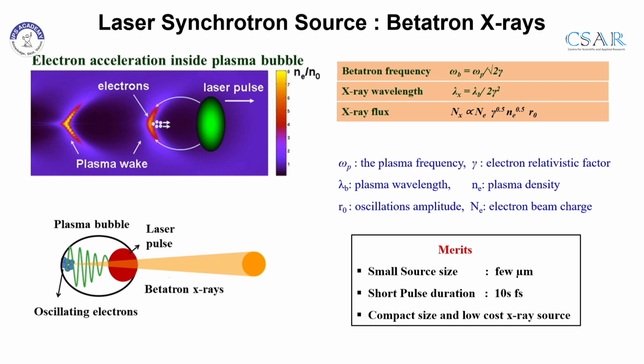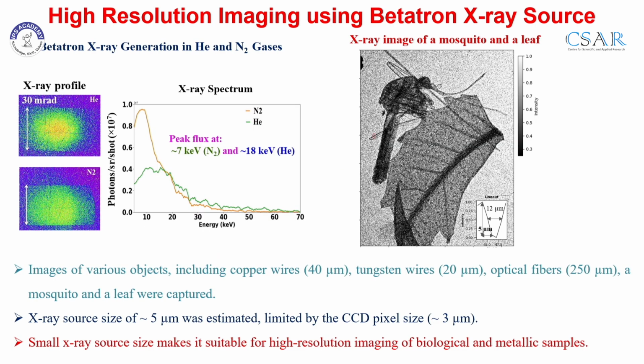So we call this the betatron X-rays, and the X-ray wavelength depends on the electron beam energy and the charge of the beam. The most important point is that this is an ultrashort duration X-ray source, and the size is a few microns. So the coherence length of this kind of source is very high, and it is a compact and low cost X-ray source for performing what we call phase contrast imaging.